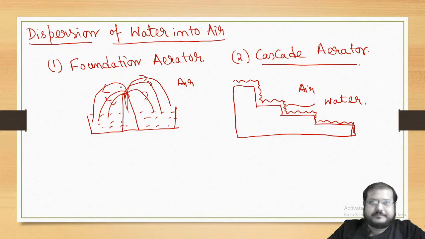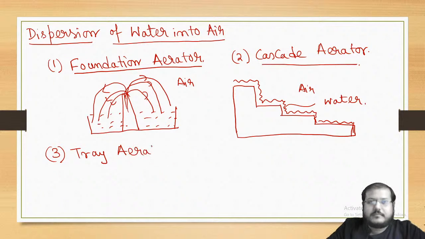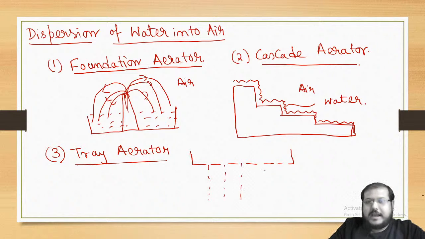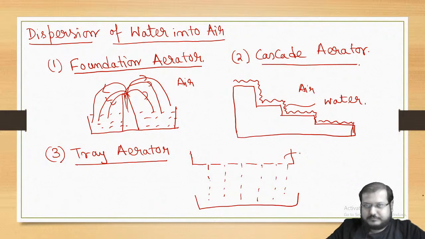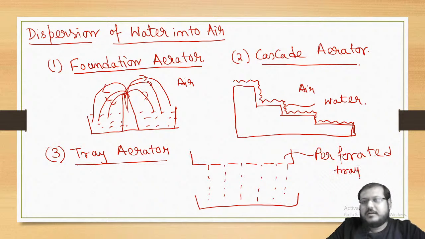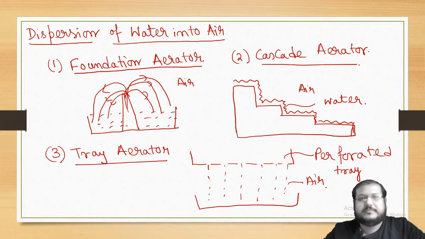Fountain aerator, cascade aerator. Another one is the tray aerator. In a tray aerator, two types of tray will be there. There will be a tray perforated at the top, and there will be another tray at the bottom, which is the collection tray. Through the perforations, water will slowly come down to the collection tray, and it will get exposed to air. That is the tray aerator.